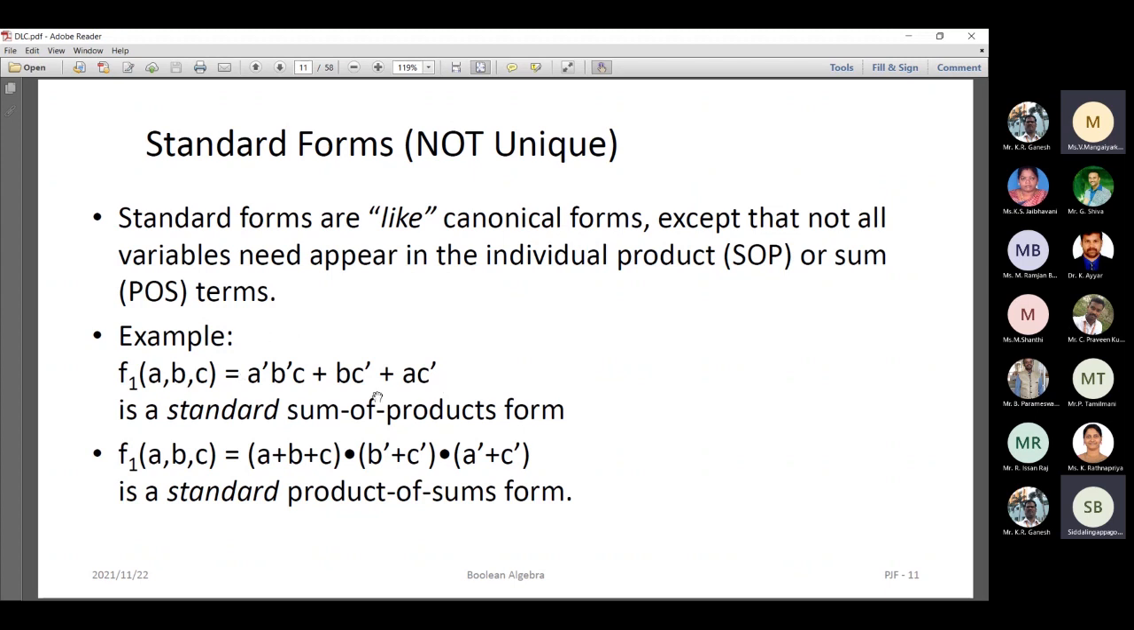Why do we call this a standard form? If you see this whole expression, it consists of three variables A, B, C. Here we have three variables, but here A is missing, here B is missing. If that is the case, then we call this a standard form, right? Even in this one, A, B, C are the variables, A plus B plus C, three variables are there. Here A is missing, B is missing. If terms are missing, then we call it just a standard POS form or standard SOP form, right?